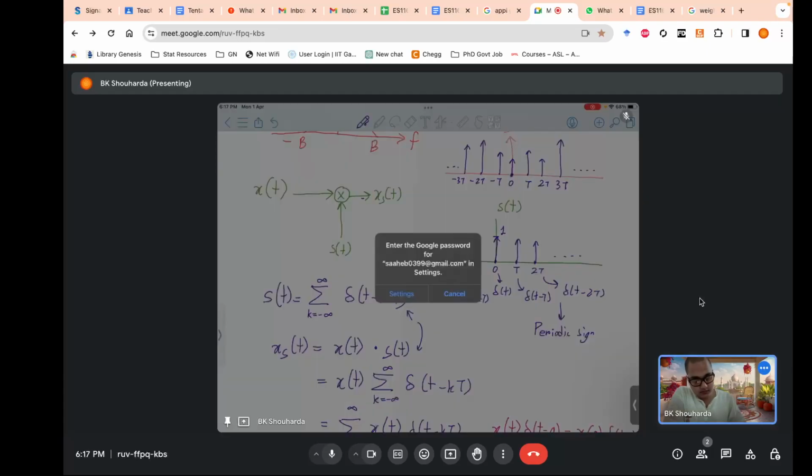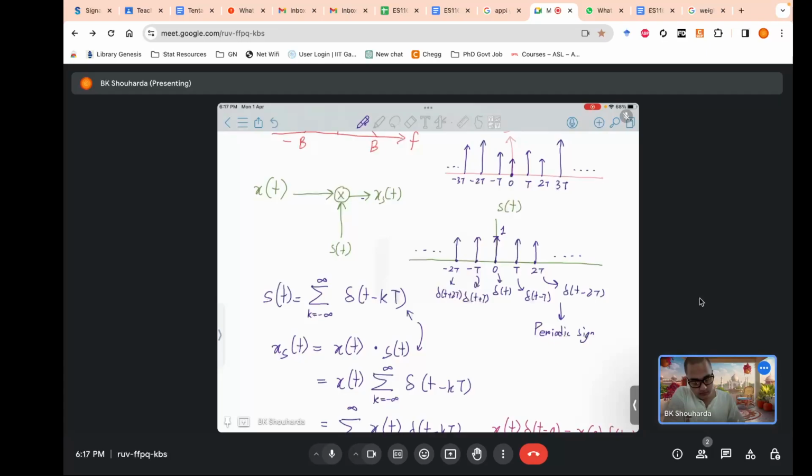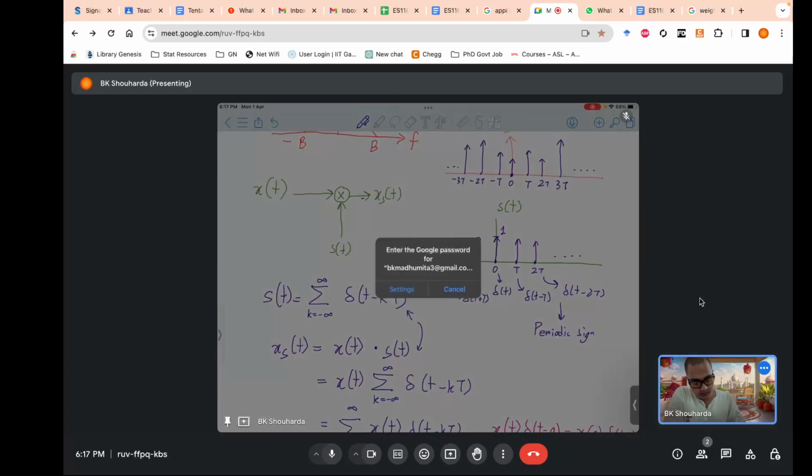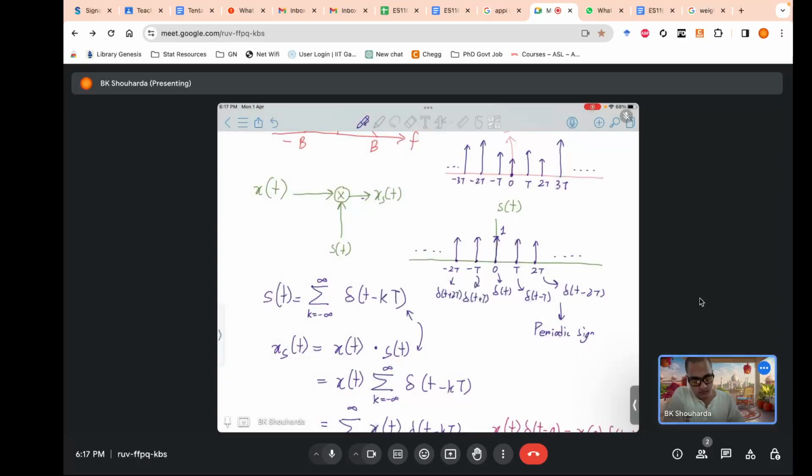Periodic signal with the period T. Okay, so now what happens?